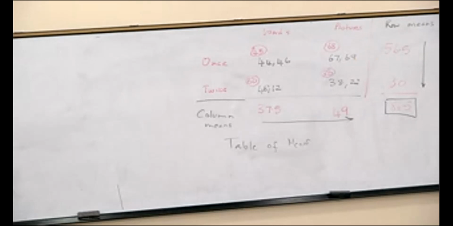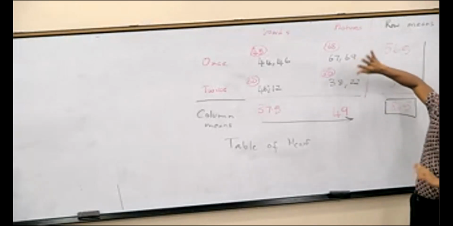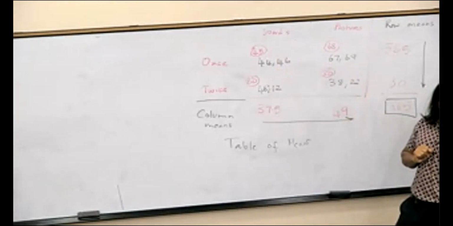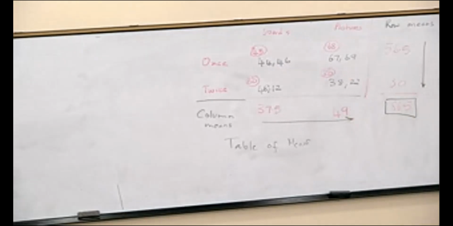So over here, the average is 45, circled in red. Average is 68, circled in red. 48 plus 12, average 30. 38, 22, average 30. Now that you have the averages, you can average those two together. So this is better because we need the table of means. Good. Any questions before we move on? Also, for the average, how do you get the average for 45, 30, 60, and 30?